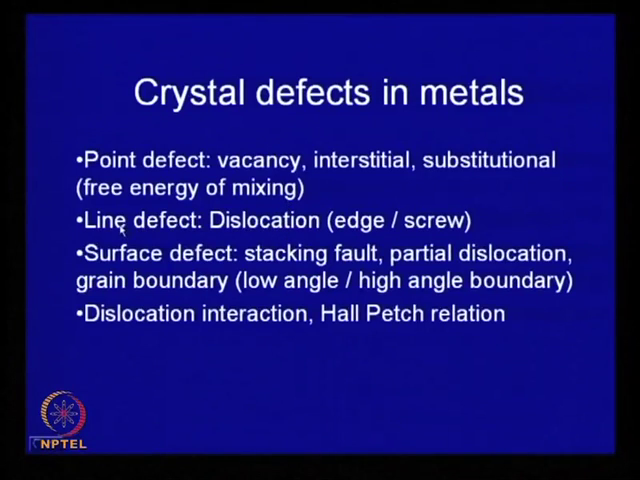And then we introduced the concept of a line defect, the dislocation. And in fact, particularly the mechanical properties of metal are determined by the types of dislocations which are present in the crystal, and dislocation interaction, dislocation precipitate interaction, dislocation and impurity atom interaction.